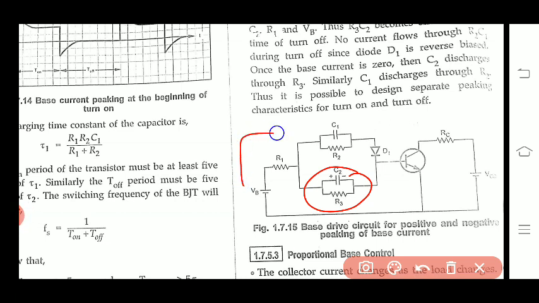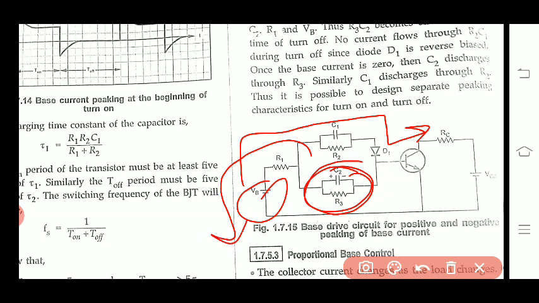During turn on, this circuit plays the role. During turn on, VB to R1, R1 to C1, C1 to D1, D1 to base. C1 will be charged completely. During turn on only, this C2 is also charged like this. During turn off, you will make VB negative. Along with this VB, this C2, which is charged in a reverse fashion, also adds voltage to this minus VB. This C1, which is also charged like this, also adds to this minus VB.